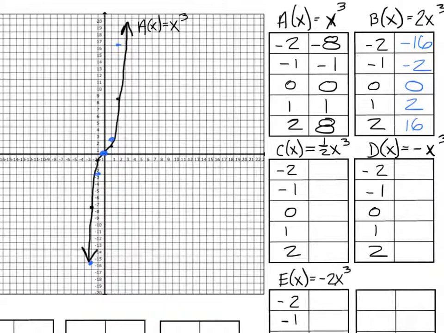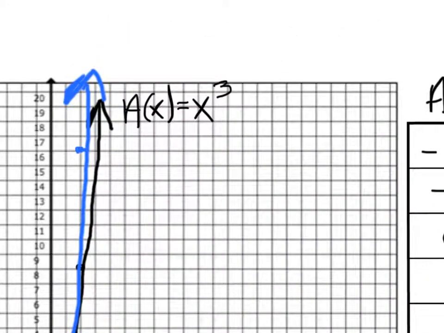So for the graph, it looks like that. Make sure you label it. It's b of x equals 2 times the cube of x.